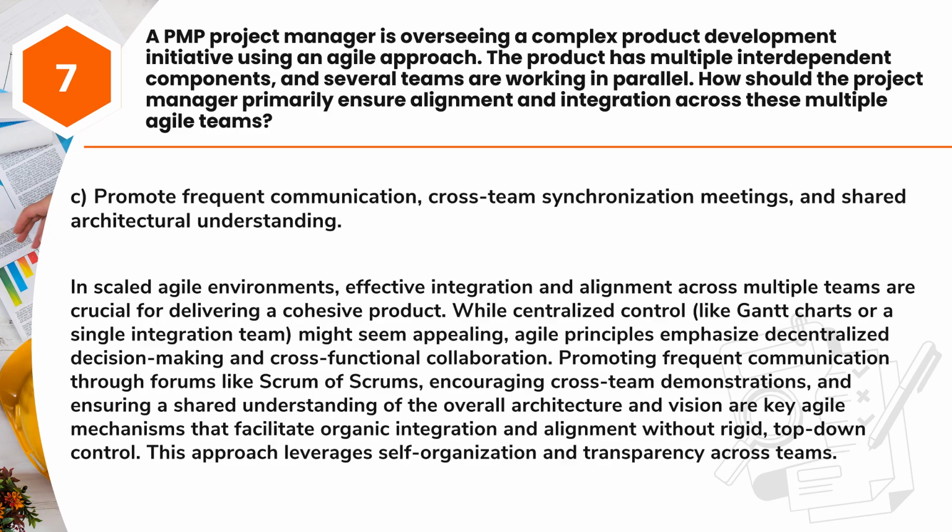Promoting frequent communication through forums like Scrum of Scrums, encouraging cross-team demonstrations, and ensuring a shared understanding of the overall architecture and vision are key Agile mechanisms that facilitate organic integration and alignment without rigid, top-down control. This approach leverages self-organization and transparency across teams.